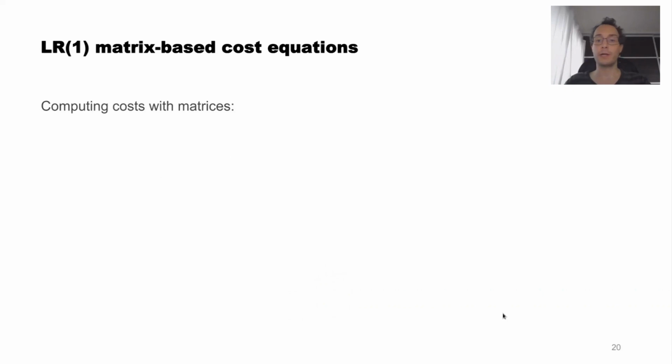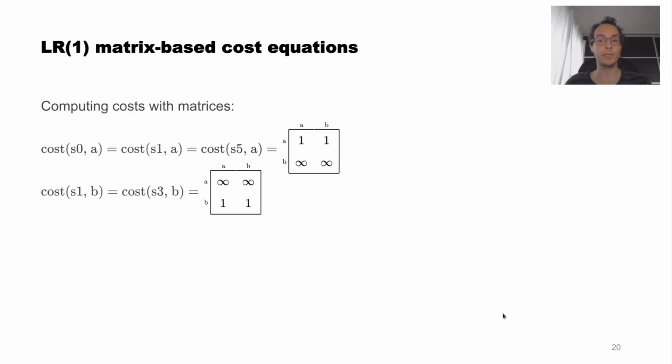Let's update our equations with matrices. First, the cost of shift transitions. They get a bit more interesting. The matrix for the transition on A has 1 on the line indexed by A and plus infinity everywhere else. We add infinity to represent unreachable cases. A shift transition can effectively be taken only when looking ahead at the same symbol. And it doesn't matter what token comes after shifting. The whole line is 1 because there is no constraint on what follows. The same goes for B, with the 1 line moved to row B.